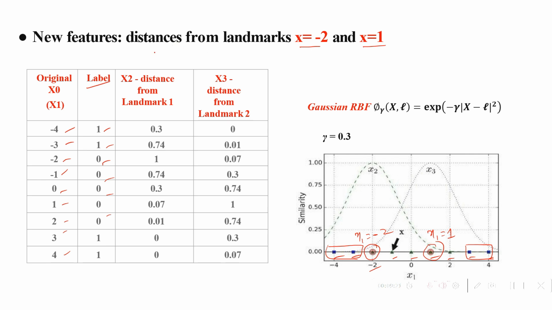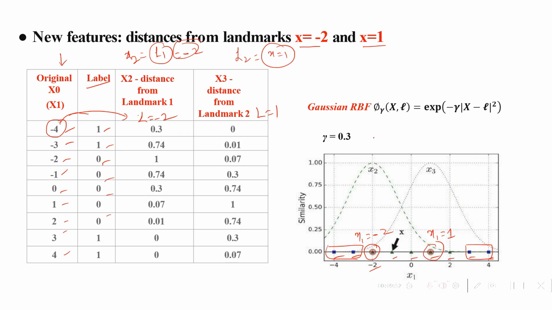Now we are going to check the similarity between the original point with respect to x2. That is, we are creating a new feature with respect to landmark 1. Landmark 1 is equal to minus 2, and landmark 2 is the x equal to 1 value. With these two values, we are going to find the similarity between the original value and the corresponding landmark equal to minus 2 and landmark equal to 1.